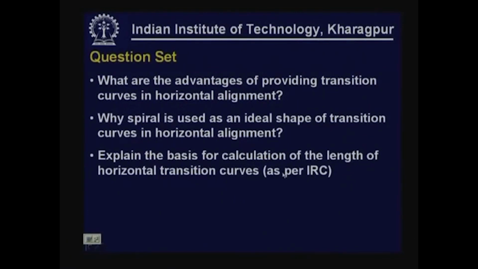Now, here are some question sets. Number 1, what are the advantages of providing transition curves in horizontal alignment? Number 2, why is spiral used as an ideal shape of transition curves in horizontal alignment? Number 3, explain the basis for calculation of the length of horizontal curves as per the recommendations of Indian Roads Congress. Try to answer these questions.